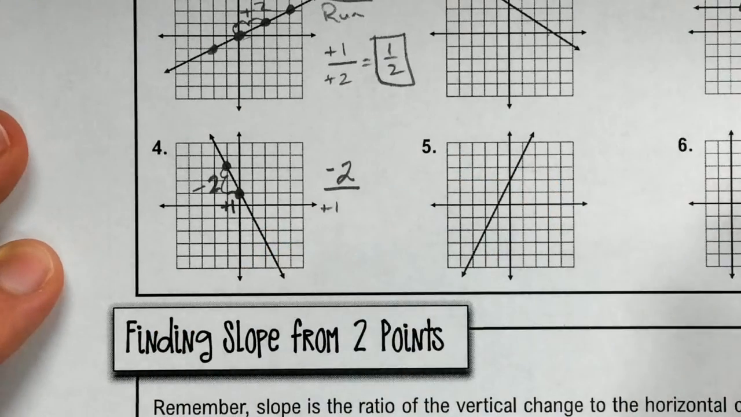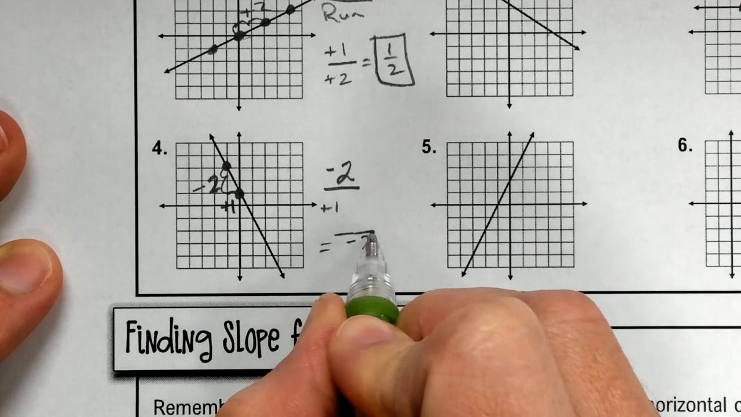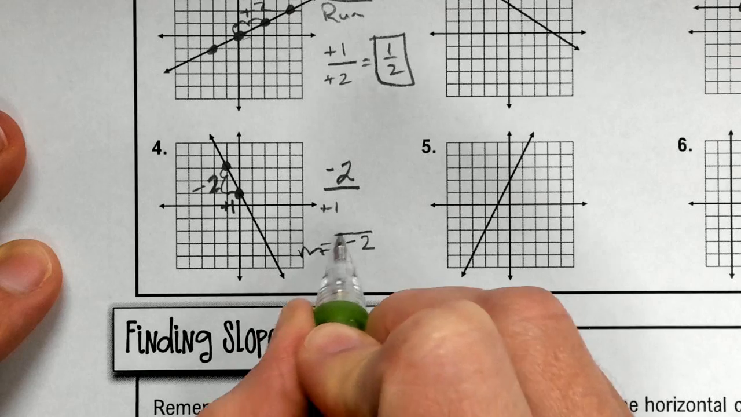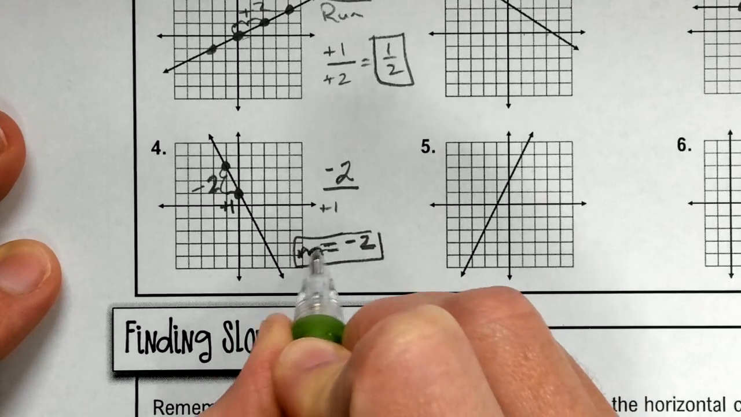And the slope would be negative. Again, m is your slope. M equals negative 2.